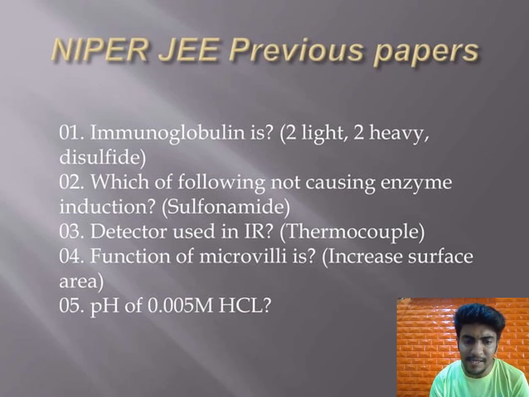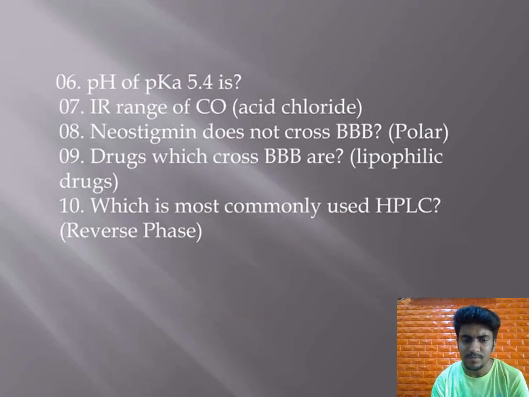Then you have to find the pH of 0.05 molar HCl, right? So pH is the negative logarithm of the hydrogen ion concentration. So the negative logarithm of 5 into 10 raised to minus 3 would come around 2.3 or something. So the pH is found out by the concentration of hydrogen ion, right? We all know about this.